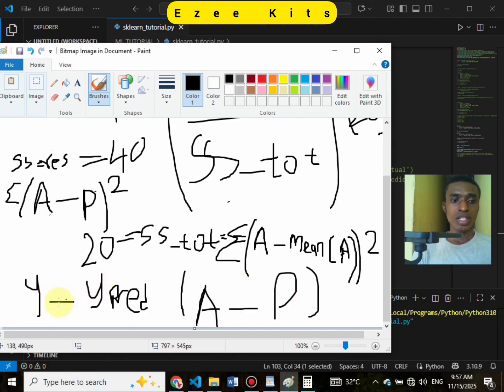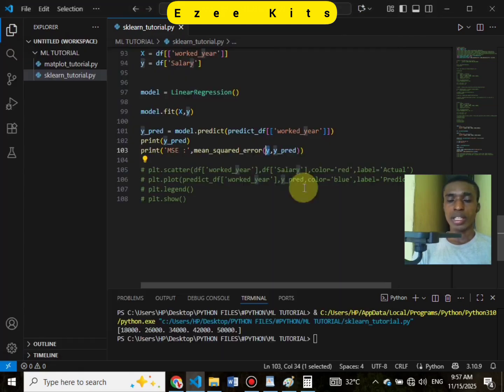So why did I put this minus here? This is going to be a comma here. So it's going to be the y true and the y predicted. The y true was the data we actually gave it, which is the true data, and the y predicted was what we predicted. This is for the mean squared error.